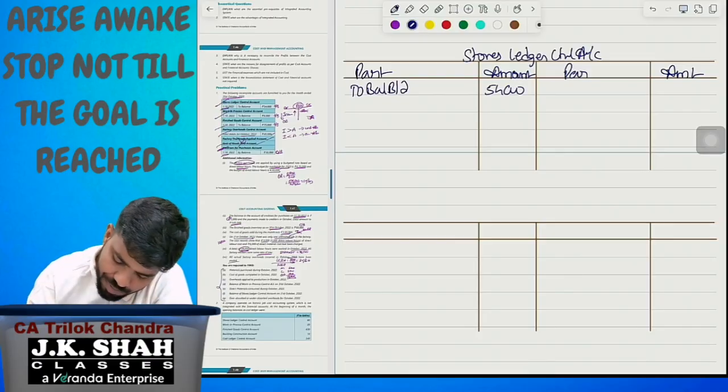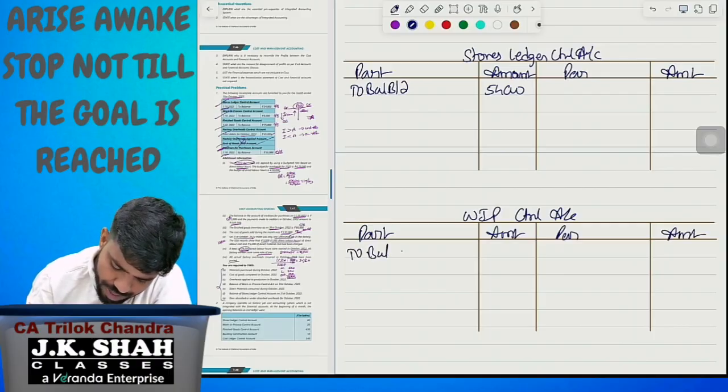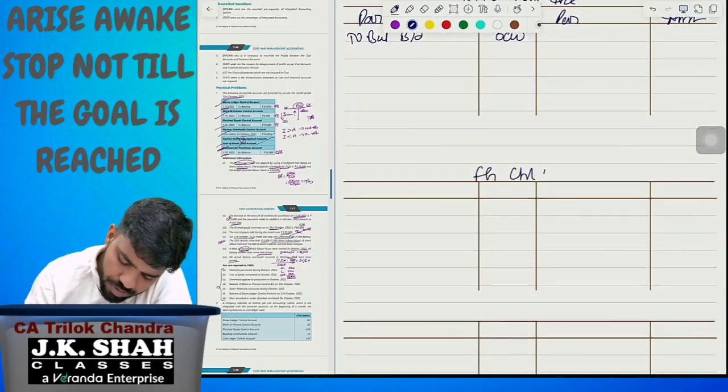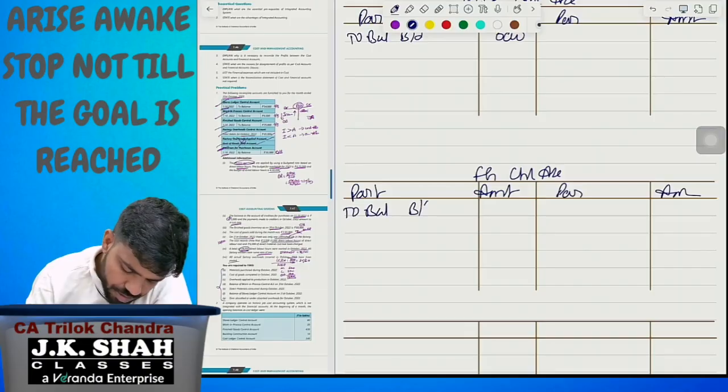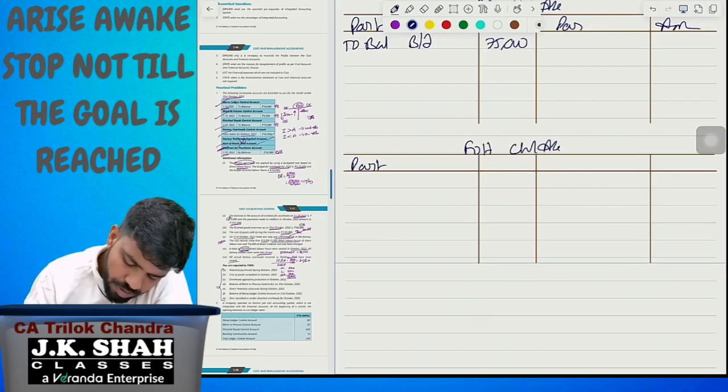Next, I'm writing the work in progress control account. Again, particulars and amount. They gave the opening balance: to balance brought down 6,000. Next, the finished goods control account, particulars and amount, to balance brought down 75,000. Then the factory overhead control account, particulars and amount.